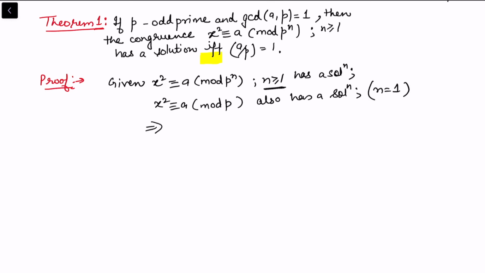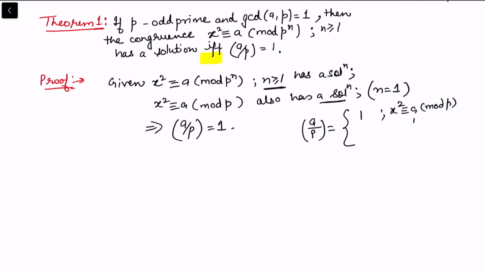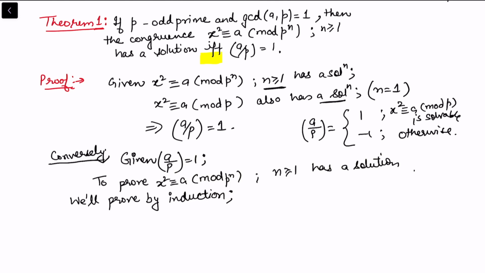And this automatically implies, by definition, that the Legendre symbol (a/p) is equal to 1, because it is solvable. By definition, we know that the Legendre symbol value is 1 if x squared congruent to a modulo p is solvable, and otherwise this value is -1. So one-sided proof is obvious. Now let's prove the converse. Conversely, we have been given the Legendre symbol (a/p) is equal to 1, and I want to prove that x squared congruent to a modulo p to the power n has a solution.